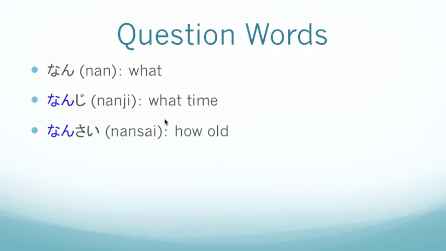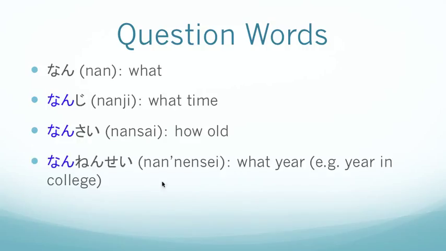Nansai means how old. Again, the nan is here. Nannensei means what year, like what year in college are you? Now, nen means year. And if you remember, gakusei means student. So it's like what year, student. It's like what year are you? What student year are you in?